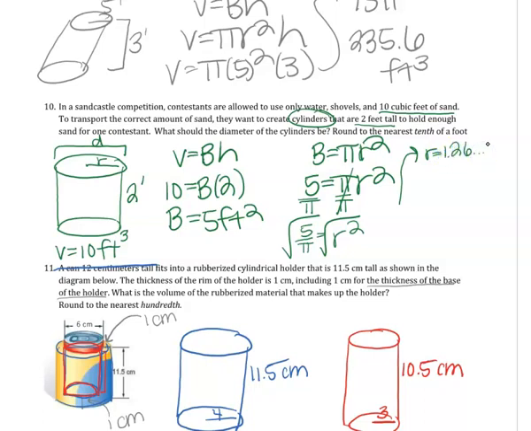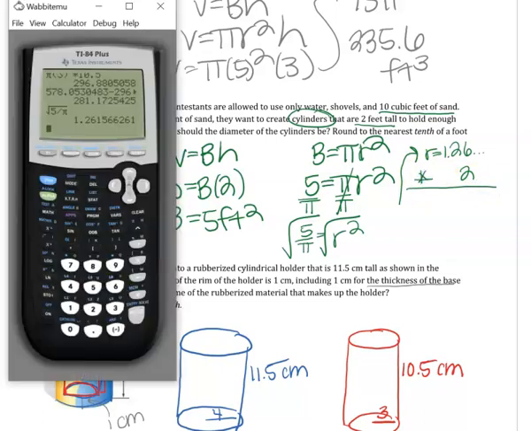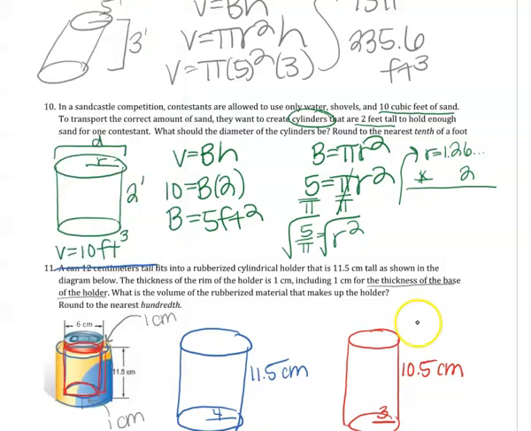Again, do not round. They don't want the radius though, right? Don't they want the diameter? So we're going to multiply by 2 in order to get the diameter. So take my unrounded answer, multiply by 2, and I get this 2.52 number. Now, that's my diameter, but it doesn't want this as 2.52. It wants the nearest tenth. So final answer, diameter would have to be 2.5 feet in order for our cylinder to be able to contain the appropriate amount of sand for our sandcastle competition.